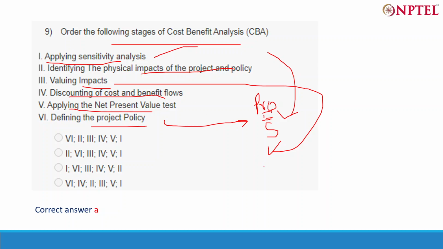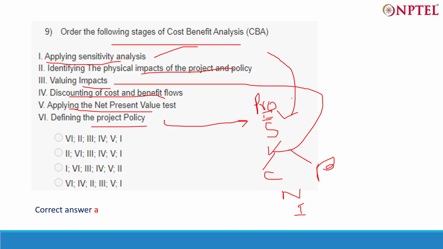Then we have discounting cost and benefit. So cost is there, benefit is there. Then we have applying net present value, which is one of the terms of cost benefit analysis. How do we know how much time it will take to get the payback for the project? Then we have applying the sensitivity analysis: what if some value changes, what if the price of coal changes?